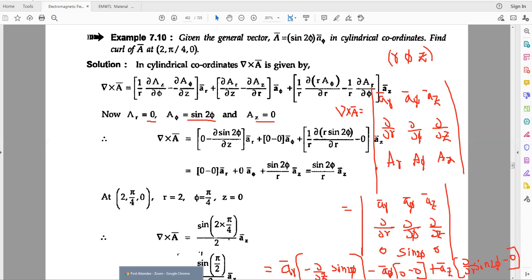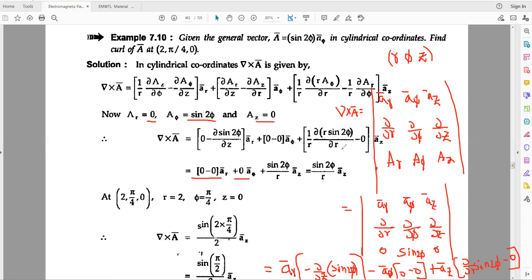Got it, my students? Whenever we apply dou by dou Z here, there is no Z term. So dou by dou Z of sine 2 phi is a constant, and its derivative is 0. So the AR bar coefficient is 0, and already 0 in the A phi coefficient. But for AZ bar, you get dou by dou R of sine 2 phi. But in this formula, the 1 by R term is there: 1 by R times dou R into A phi bar, where the A phi bar coefficient is sine 2 phi.